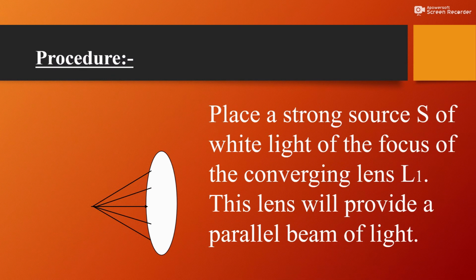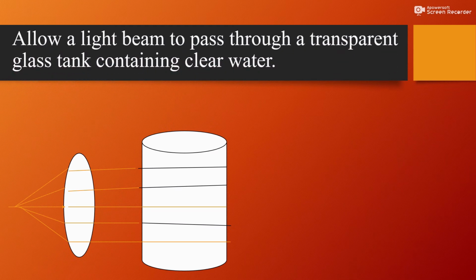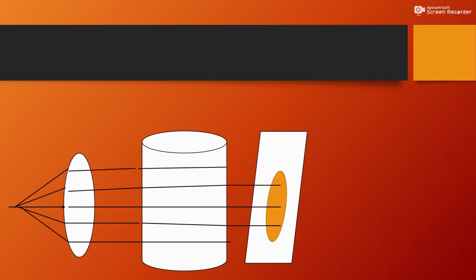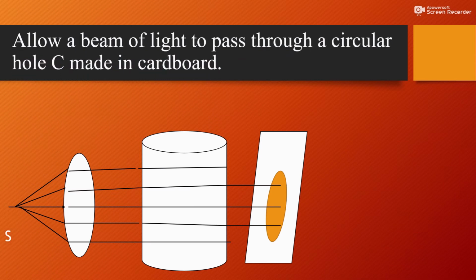Step number 1. Place a strong source S of white light at the focus of the converging lens L1. This lens will provide a parallel beam of light. Step number 2. Allow the light beam to pass through a transparent glass tank containing clear water. Step number 3. Allow the beam of light to pass through a circular hole C made in cardboard.